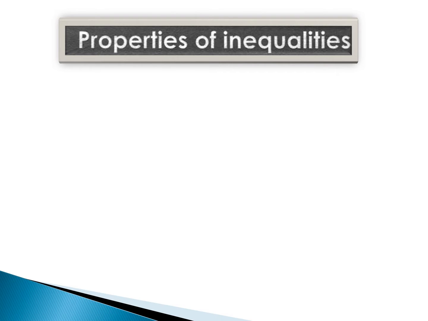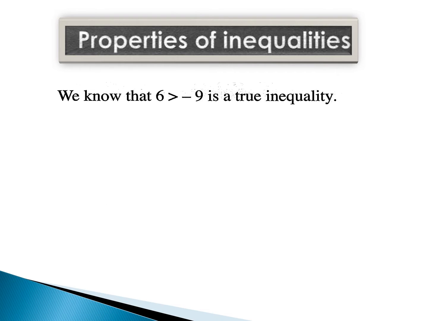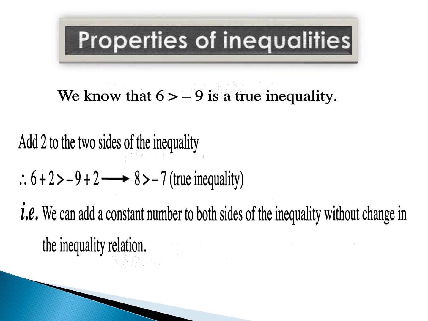Now the properties of inequalities. We know that 6 is greater than -9, and this is a true inequality. The first property: if we add 2 to both sides of this inequality, it is still true, so 6 + 2 is greater than -9 + 2, because 8 is greater than -7. So we can add a constant number to both sides of the inequality without a change in the inequality relation.